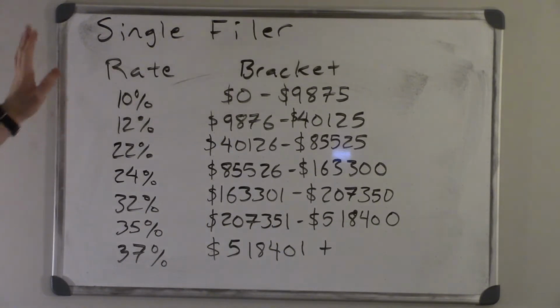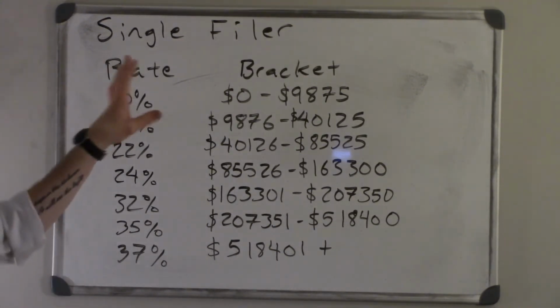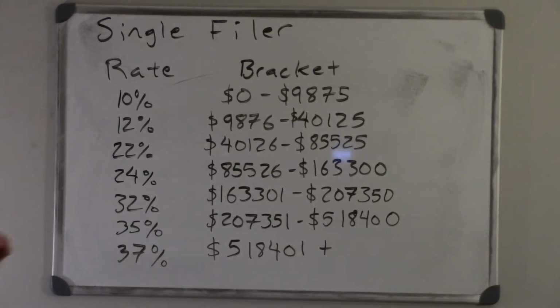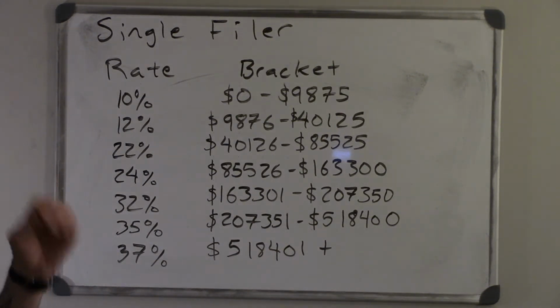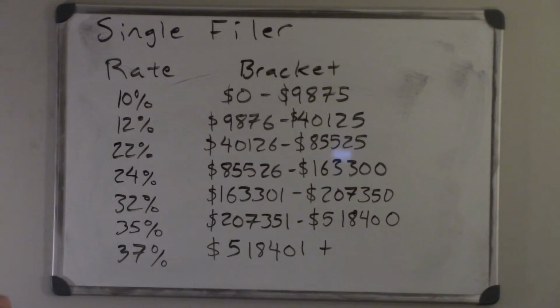I've just written out tax brackets for a single filer. This is for the current year, so the 2020-2021 year. Really it's just for 2020, but you would be filing it in 2021. So here we can see the different rates, and this is also for a single filer.